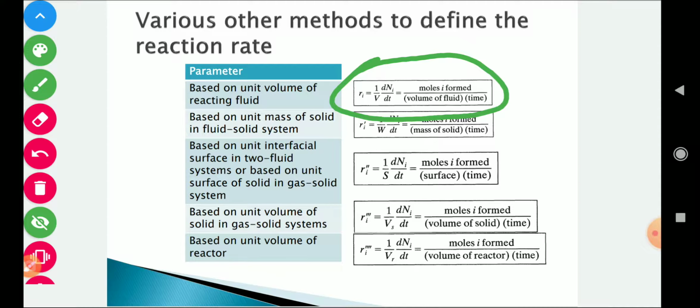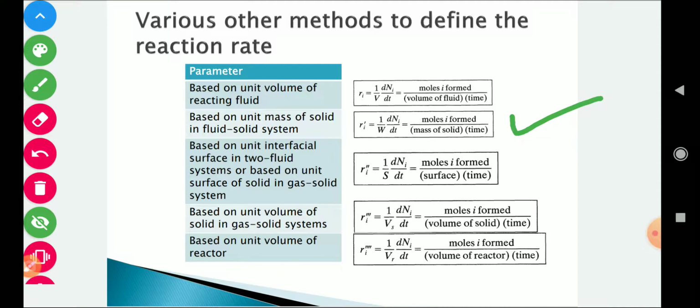So the unit of this rate equation will be equal to mole of I formed per volume of fluid. The unit of volume is meter cube and the unit of time is second, so mole per meter cube per second. We can also define rate in terms of mass of solid in a solid-fluid system. In that case, the rate will be equal to mole of I formed per unit mass per unit time, so its unit will be mole per kg per second.